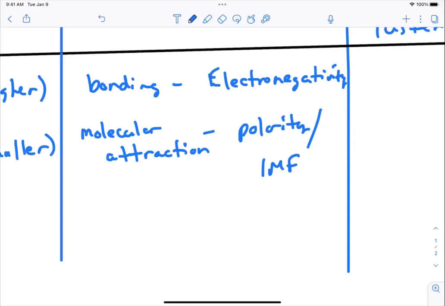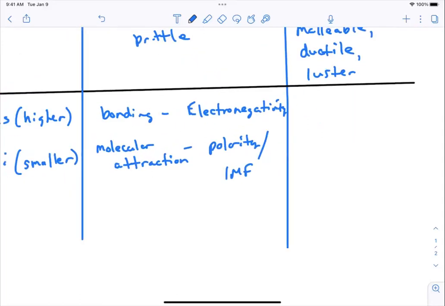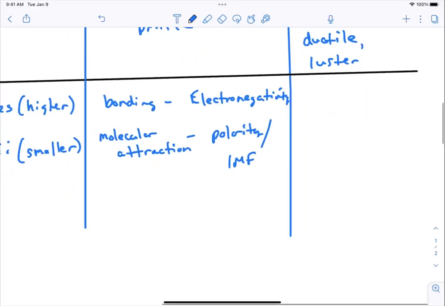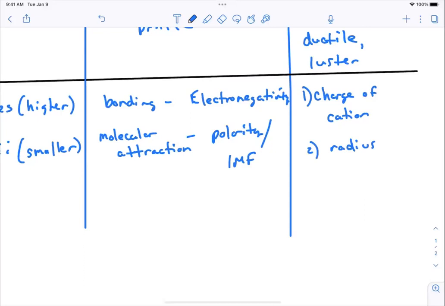I thought I saw hands up, but that was a false alarm. Okay. With metallic bonding, you go by the charge of the ion, the charge of the cation, and then the radius, or ionic radius. And you want it to be smaller.